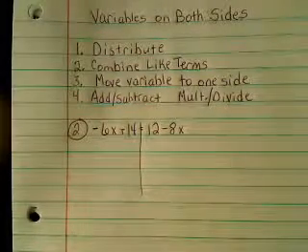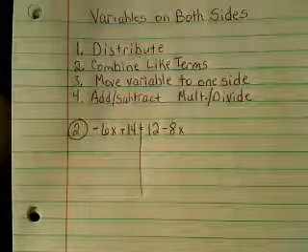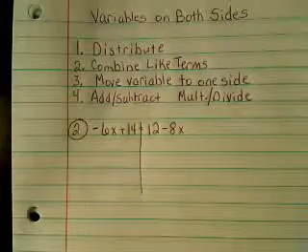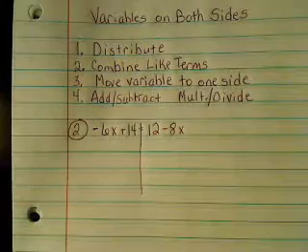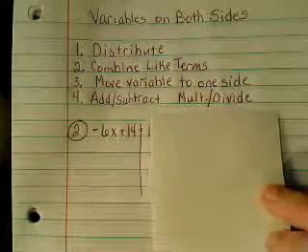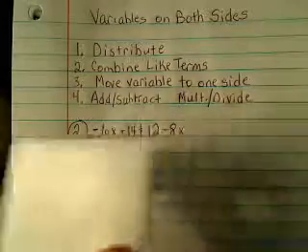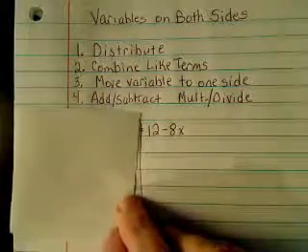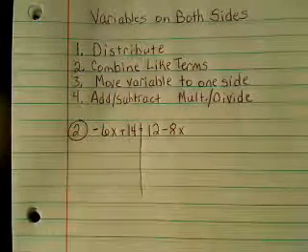Step 2 says to combine like terms. Now, when it says combine like terms, it actually means that you're going to look on each side of the equal sign to see if you can combine like terms on that side. So for example, you look on the left-hand side of the equal sign and see, do you have any like terms there? Well, we don't. So then we look on the other side to see if we can combine like terms. We don't have any, so we can't. So we're going to step 3.